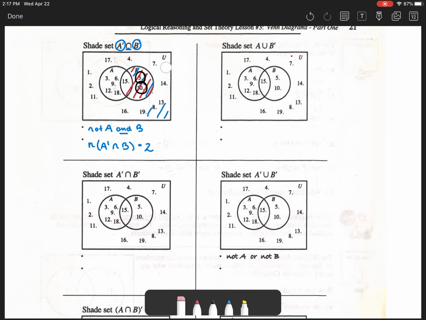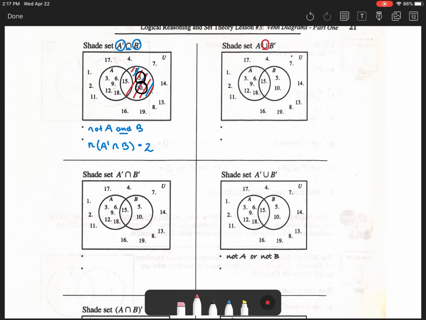So if I get rid of everything else, you'll see that is what we are after there. The shaded region that I have right there is not A and B. That's what we would be going after.